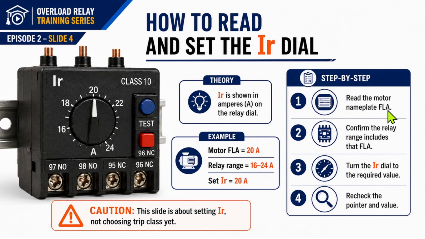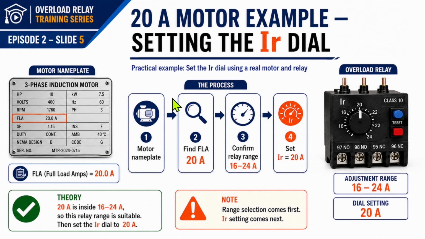Turn the IR dial to the required value, then recheck the pointer and make sure the dial is set this way. So the procedure is: read the motor nameplate, you can see here 20 amp, then find the FLA, 20 amp, then confirm the relay range. Let's set 20 amp. That's the very basic way to set things up. In my next episode, you will come to know more detail than this, on the selection and so on.